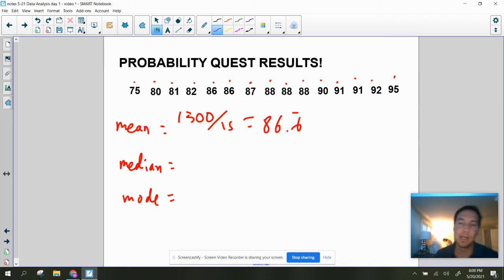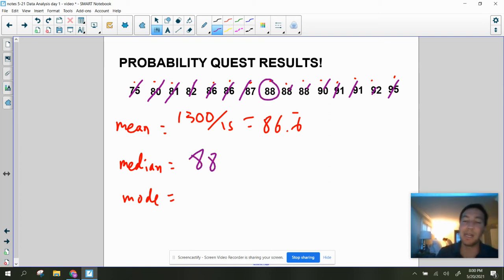The median: there are 15 numbers, so it's going to be the eighth. Let's cross them off. We've got 4 on this side, 4 on this side, and then 1 on each side, and our middle turns out to be the median. Remember how I talked about there being different ways to find the average? One average, adding them all up and dividing by 15, you get 86.6. The median, that middle number, is 88. And the mode, it looks like, is also 88 because there are 3 of those. The mode is the one that comes up the most frequently, which in this case is 88.